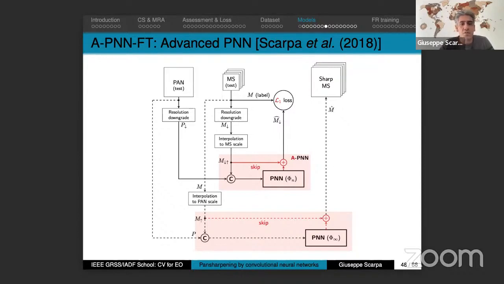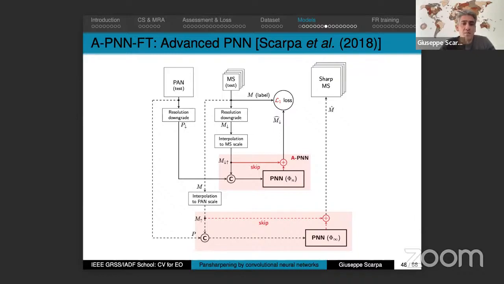This tuning, of course, is made possible thanks to the self-supervised nature of the training that we are doing at reduced resolution. It is self-supervised because we can generate training samples from the same input in an automatic manner. So we don't need to manually annotate any image. That's why we can do target adaptation.